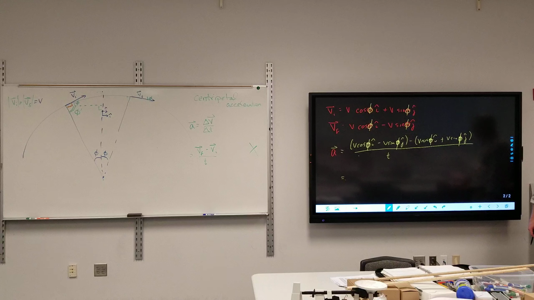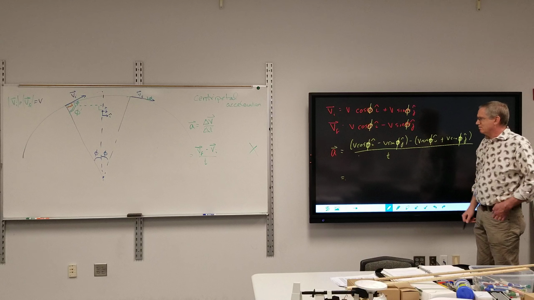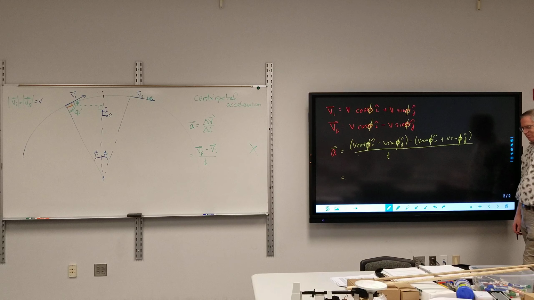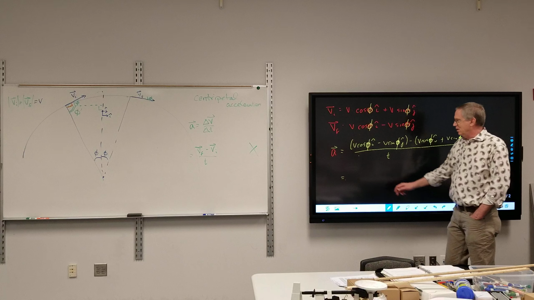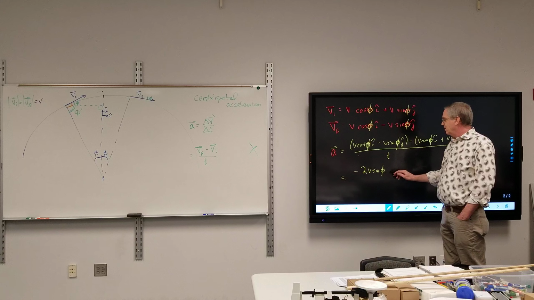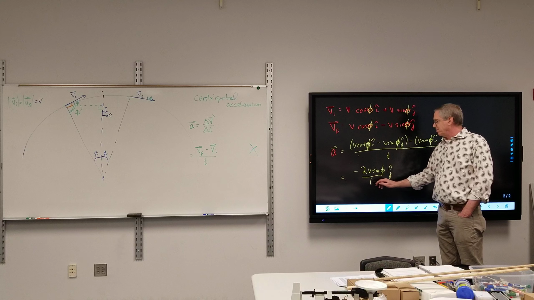We need to do substitution first. No, we need to cancel out anything that we can. Sorry, I'm looking at my numbers. That's what I was thinking of. You can cancel out the v cosines, because I got one there minus that. And then there's a double negative v sine phi. All right, so minus 2v sine phi j hat divided by time.